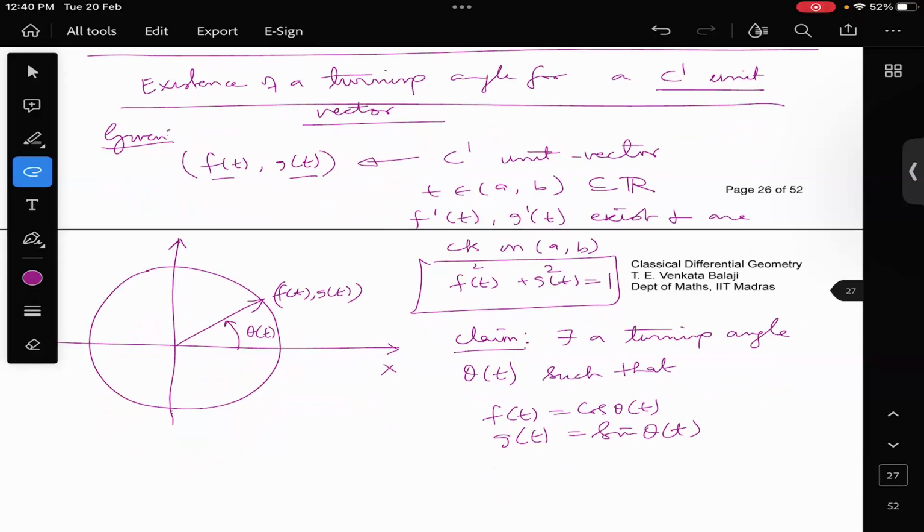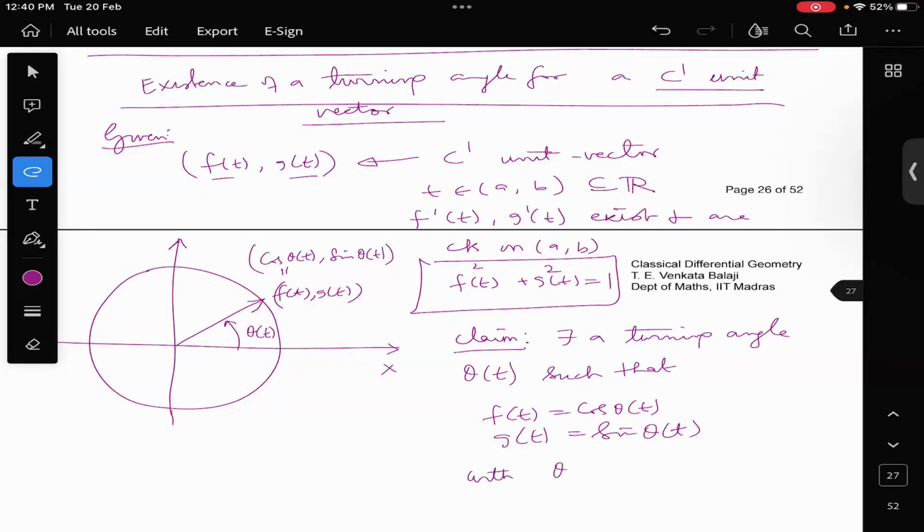All this is more or less clear from this picture, because if theta t is this angle, I know this f t is going to be cos theta t and g t is sin theta t, okay. This is all right, because that's how you parameterize points on the unit circle. That's not a big deal.